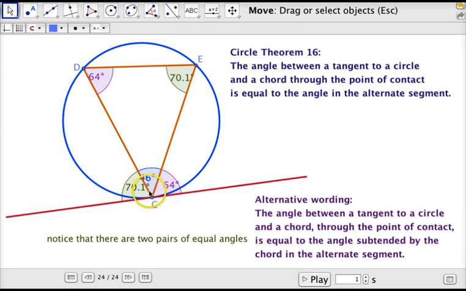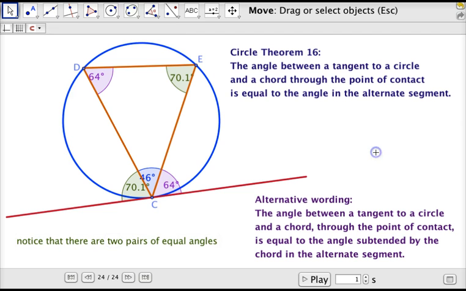Okay, angle between this tangent and that chord DC. So look what's standing on chord DC in the other segment, and it's that angle there at E. So notice that there are two pairs of equal angles that you can see. Now, the alternative wording is the angle between a tangent to a circle and a chord through the point of contact is equal to the angle subtended by the chord in the alternate segment. You don't have to say that. You can just say is equal to the angle in the alternate segment.